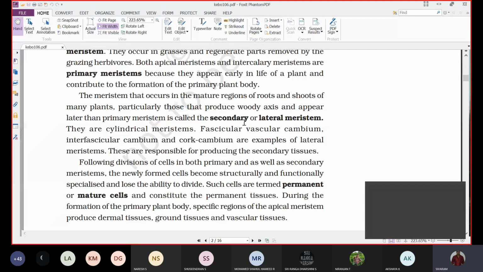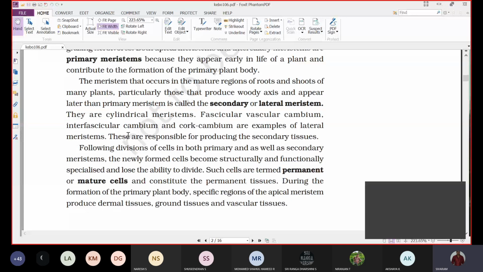It is responsible for the increase in the widthwise growth of the stem or root, not in lengthwise, in widthwise. That means the thickness of the stem is increased because of this lateral meristem. So that's why they are cylindrical meristems. Cylindrical means in a circular manner, because they are increasing the thickness. They are cylindrical meristems.